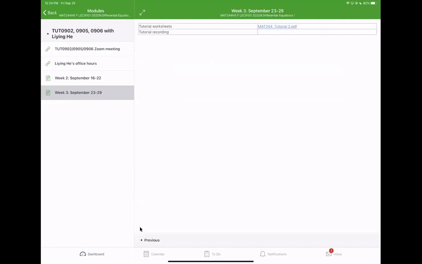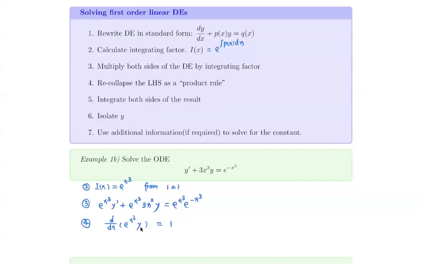Okay, let's go back. So we finished step 4. Now let's just integrate both sides of the result.